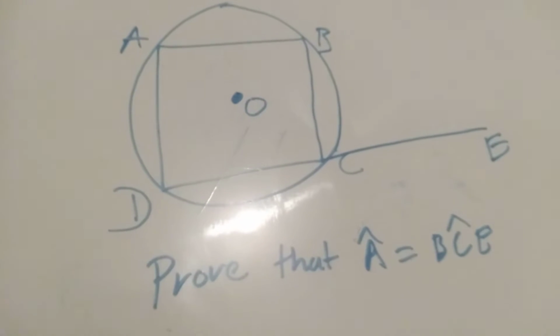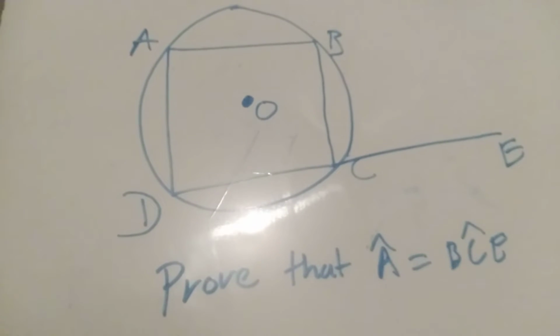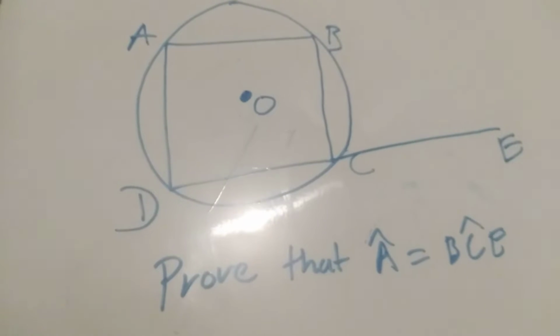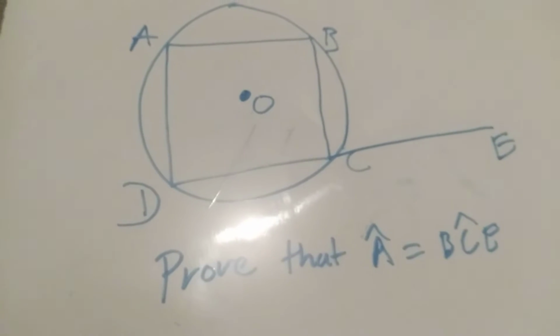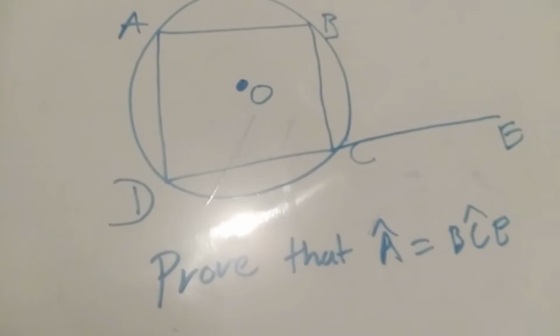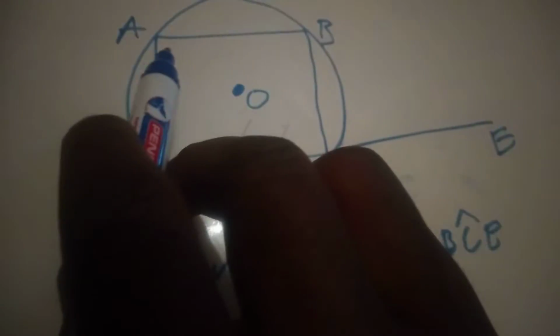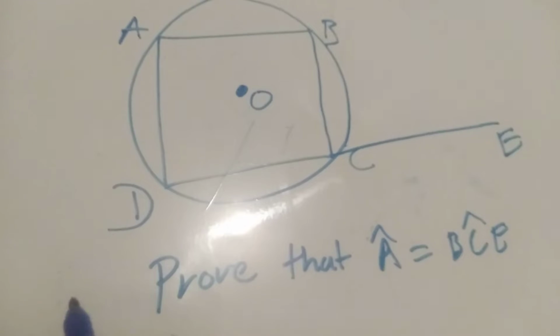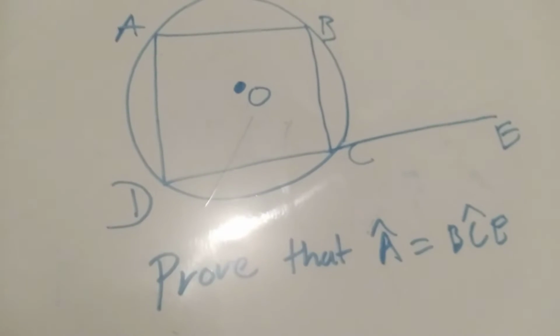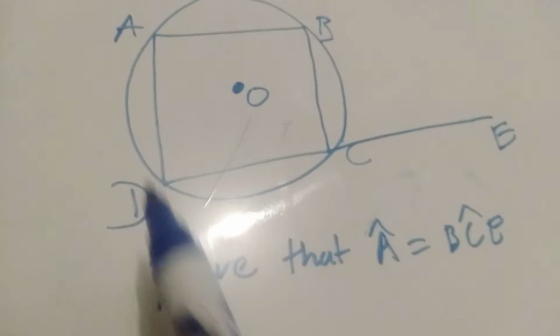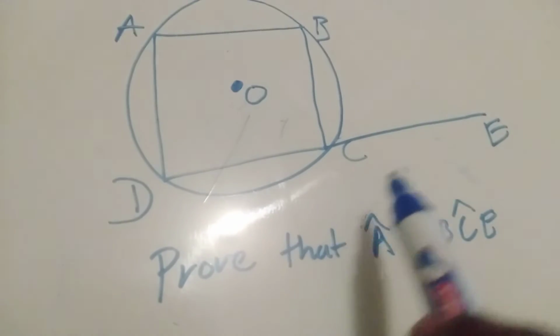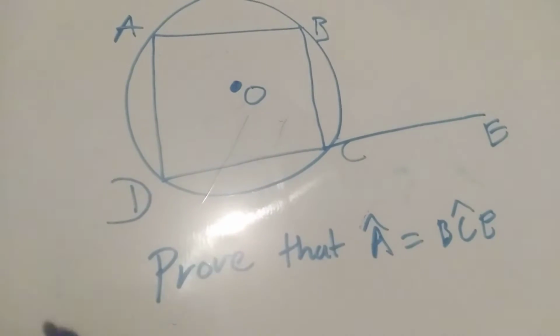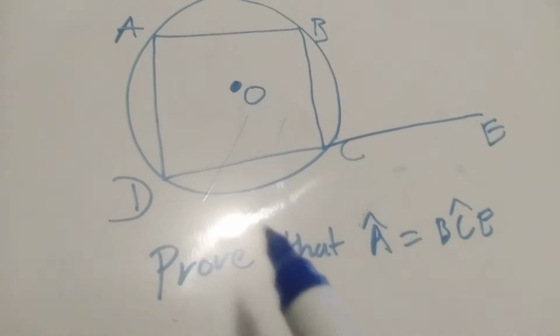Good day. I'm going to show you how to prove the theorem that states that exterior angle is equal to interior opposite angles. So the question can say prove that angle A, which is this angle, is equal to angle BCD. Or they can say prove the theorem that states that angle A is equal to BCE, which is just the theorem that exterior angle is equal to interior opposite angle.